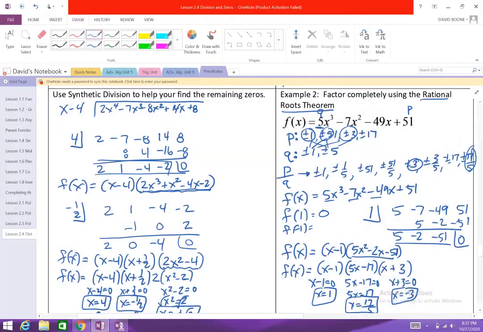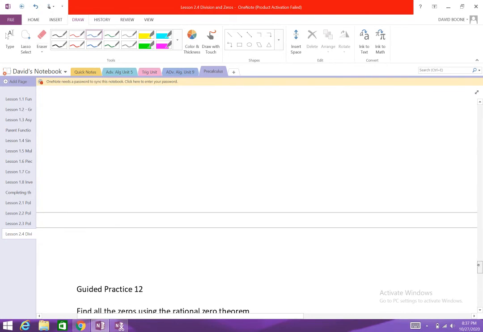And that's the most zeros it could have, because the degree of the polynomial is 3, so that tells you there's a maximum of 3 roots, and that all happen to be rational numbers. Okay.